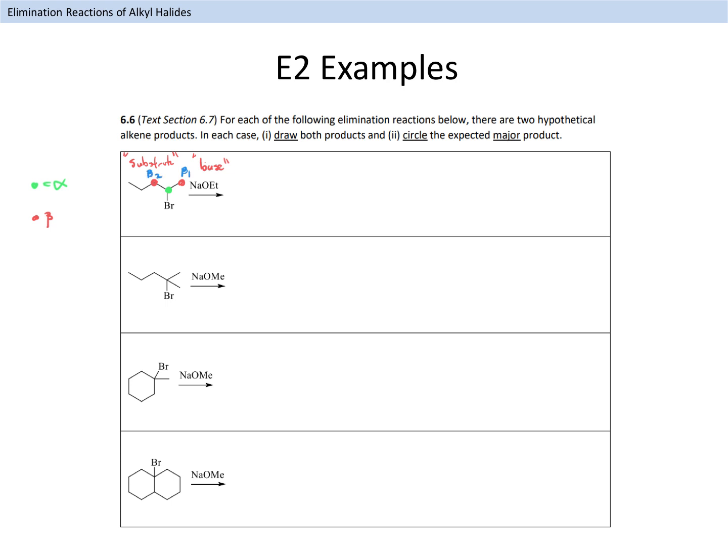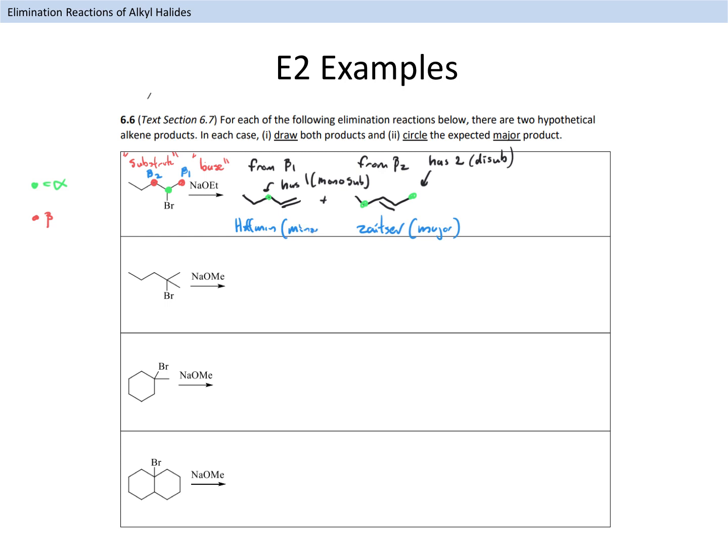When elimination occurs from beta 1, we form 1-pentene. When elimination occurs from beta 2, we form 2-pentene. These are the 2 possible regioisomers formed in this reaction. The more substituted alkene, which is 2-pentene, is known as the Zaitsev product, and is favored because it is more stable. Therefore, 2-pentene is the major product, and 1-pentene is the minor product.